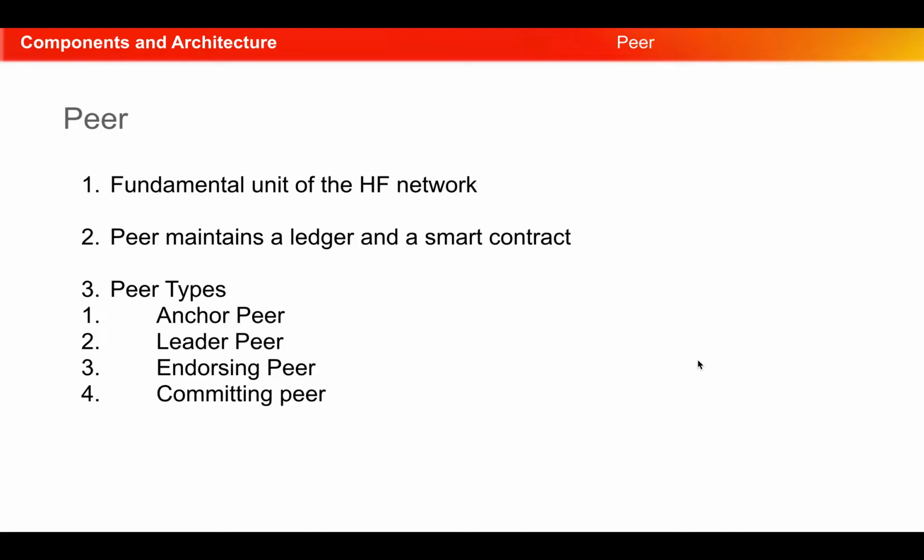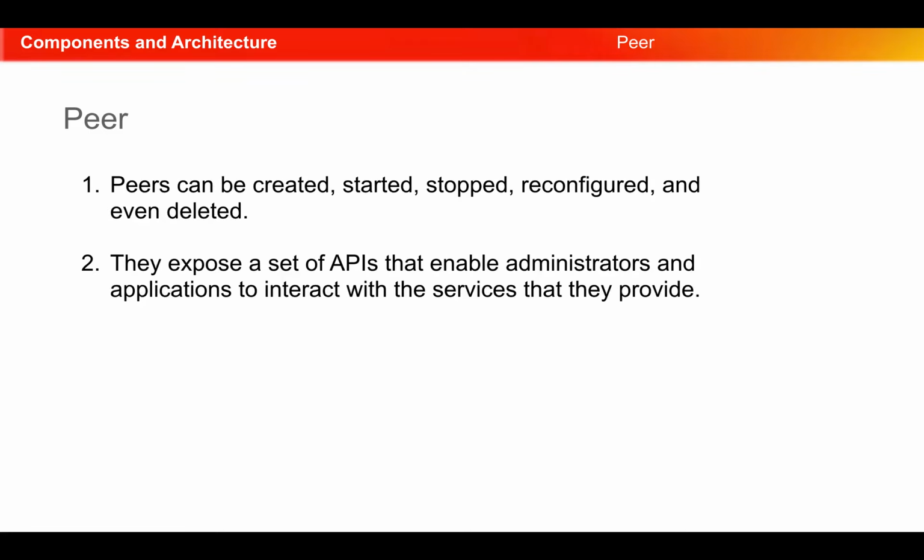What do we mean by leader peer? This peer node receives a new block from the orderer and shares it with other peers using gossip protocol. What do we mean by endorsing peer? Endorsing peer has chain code installed on it, and endorsing peers simulate and endorse transactions. What do we mean by committing peers? Committing peers verify endorsement and validate transactional result before committing the transaction to the blockchain. Peers can be created, started, stopped, reconfigured, and even deleted. They expose a set of APIs that enable administrators and applications to interact with the services that they provide.